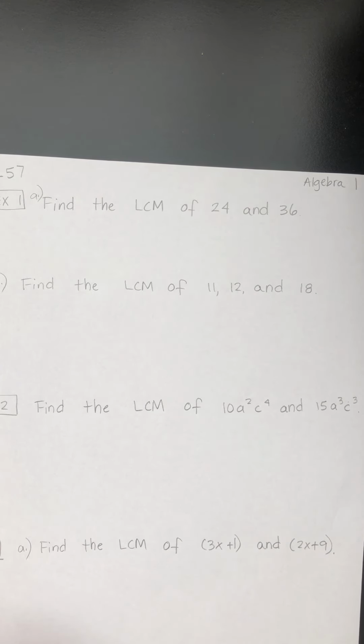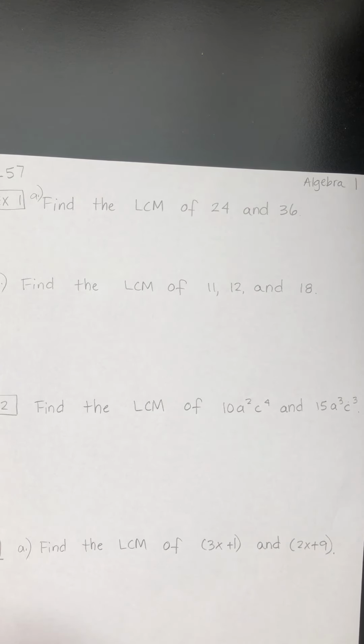So first example, it says find the least common multiple of 24 and 36. So we're going to take 24 and factor it, and 36 we'll factor it. You can do a factor tree if that helps you. If you've never done a factor tree, we find out what prime number can divide 24. So 24 can be divided by 2, that's a prime number, and you end up with 12.